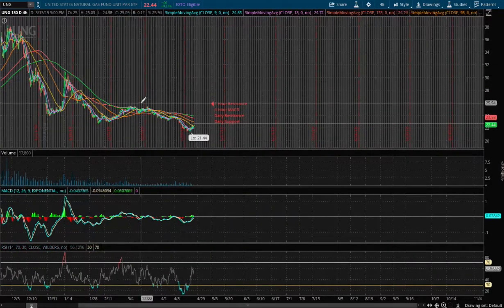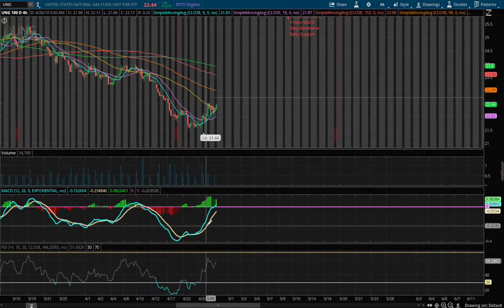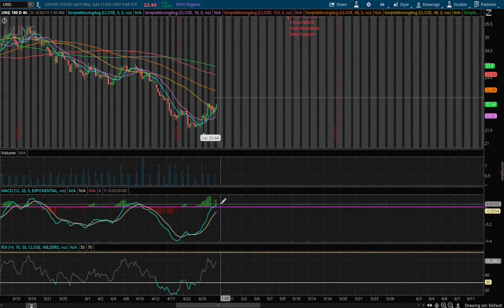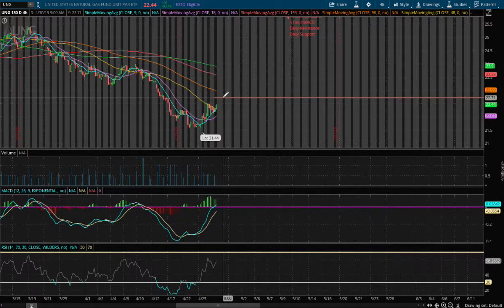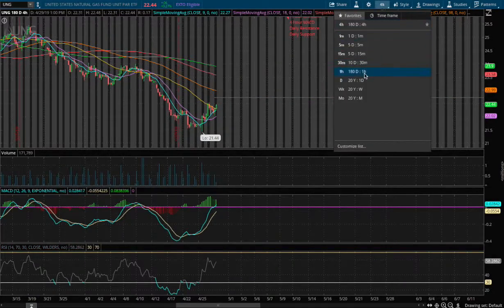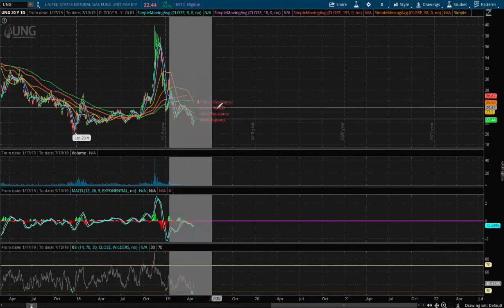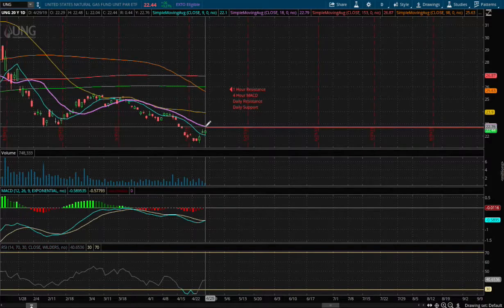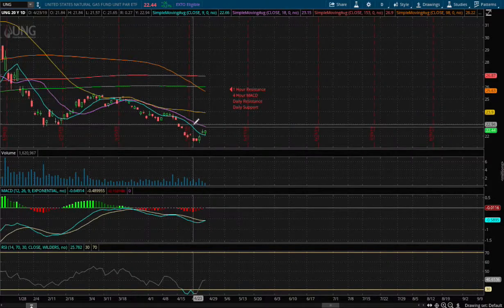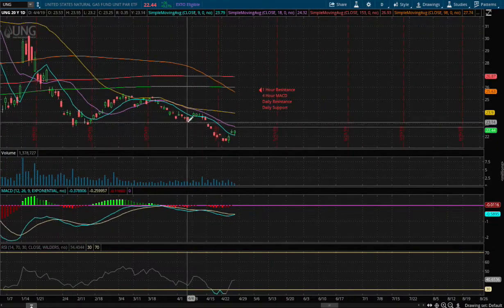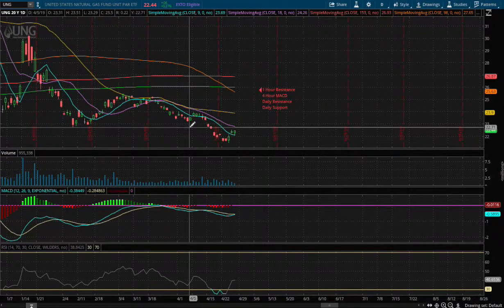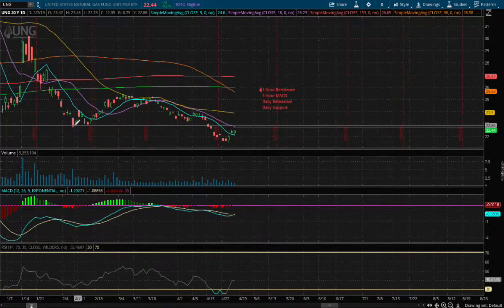On the 1 hour chart, I see the MACD on the 4 hour chart turning positive, and that may happen when we reach the resistance level. On the daily chart, the resistance level on the 1 hour chart coincides with the 18-day moving average, and it also coincides with past support dating back to February 8th.